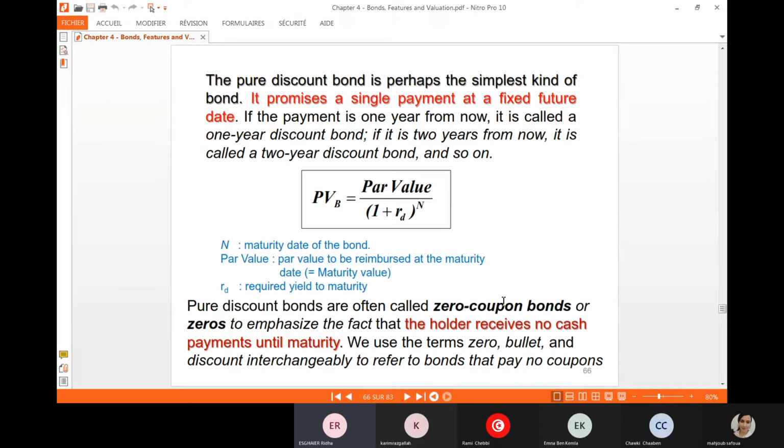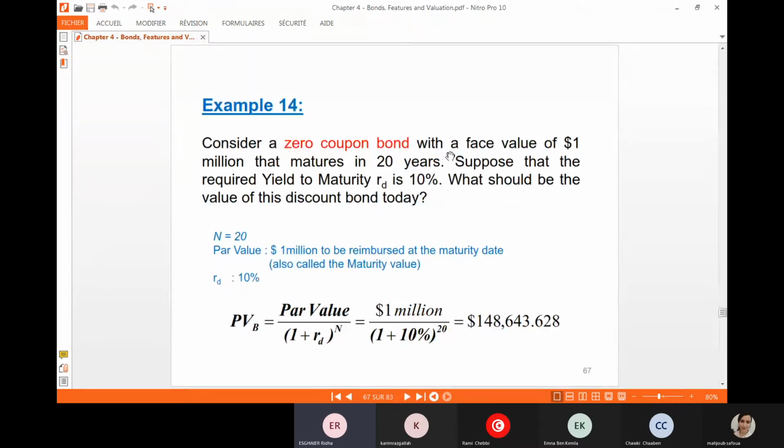Consider a zero coupon bond with a face value of $1 million. Another remark, these zero coupon bonds are mainly issued by governments. To simplify things, to avoid the different payments, annual or semi-annual payments, the issuer issues a zero coupon bond. They receive the money today and they pay only one amount at the maturity date.